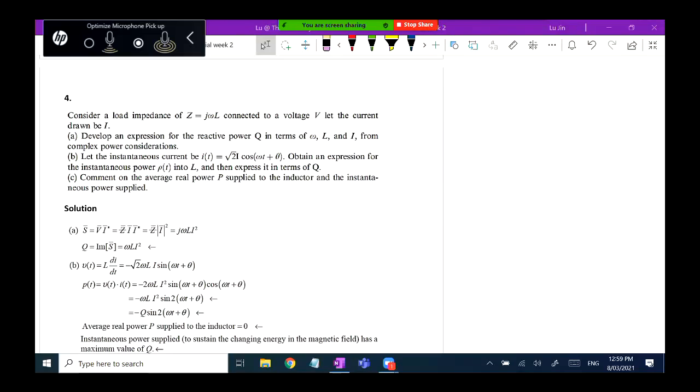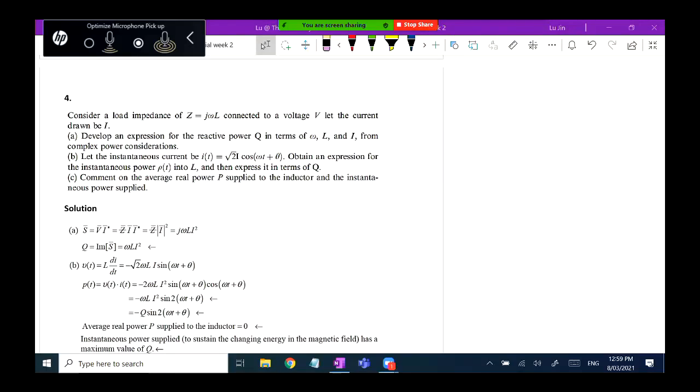Okay, on the screen, you can see the shared screen between the online students and the face-to-face students, okay? So this is our tutorial 1 sheet. Question number 4. We consider a load impedance of Z equal to jωL. This is just a purely inductive load, because jωL, so this impedance doesn't include any resistance. So it's a purely inductive load, okay?